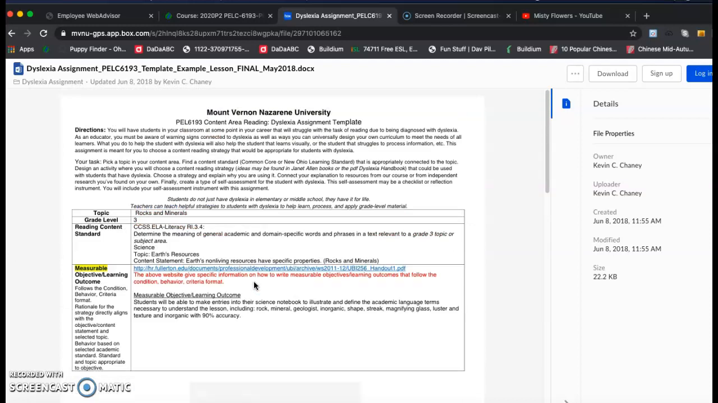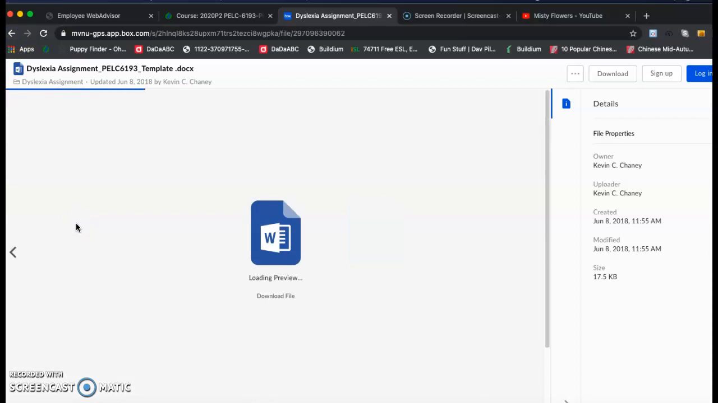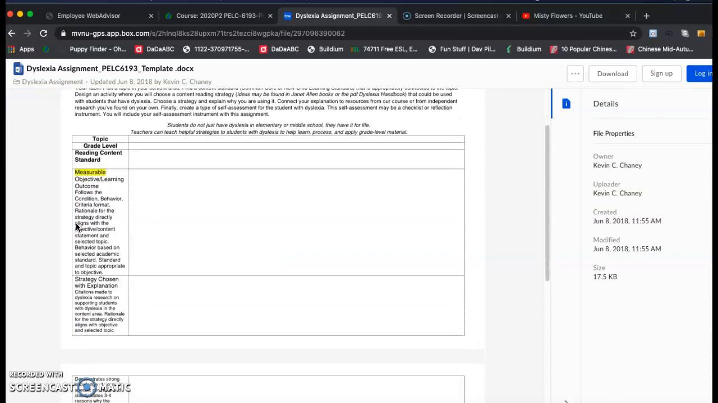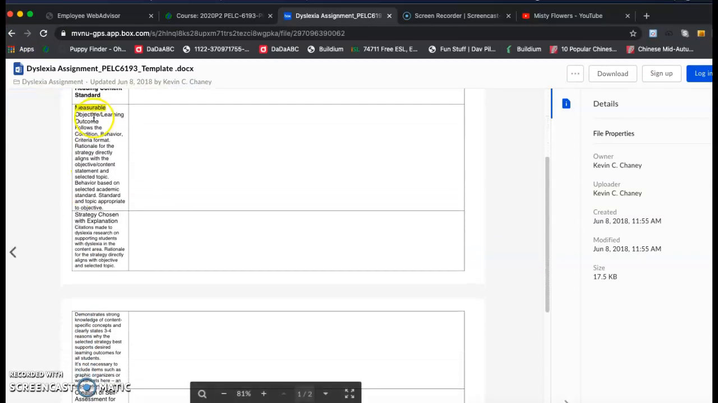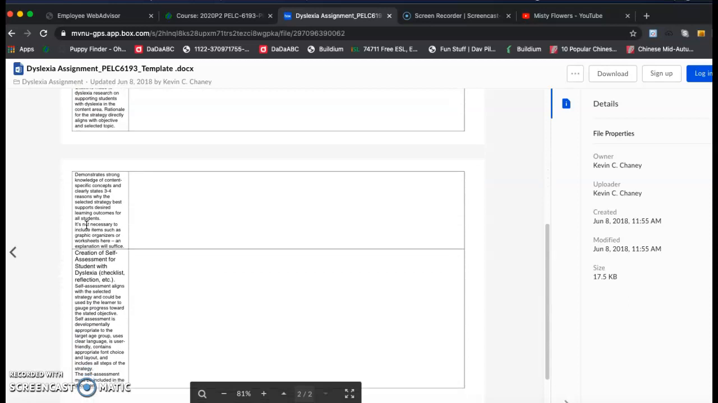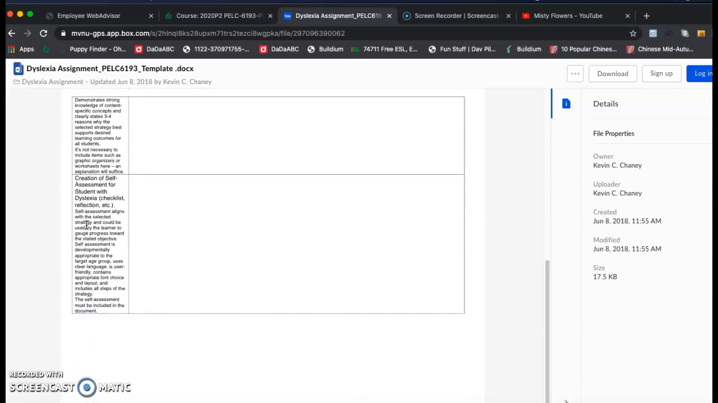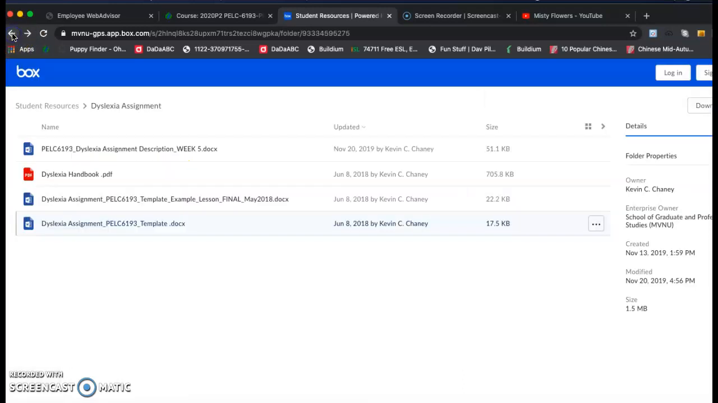I want you all to know where we're headed with this lesson. Here is the blank template that you will use. And everything that you need is listed under the element. If you have questions, please ask me.